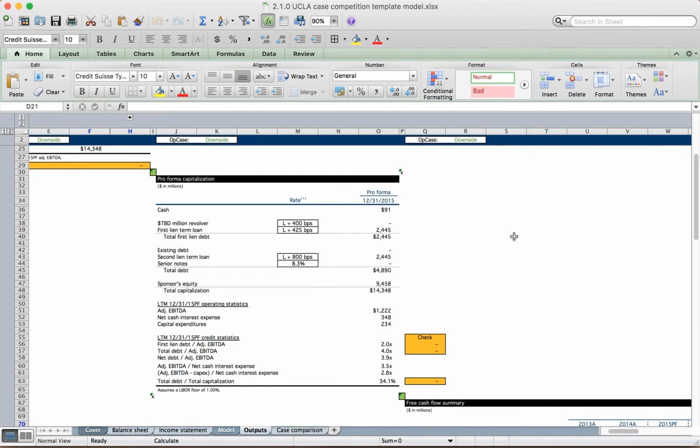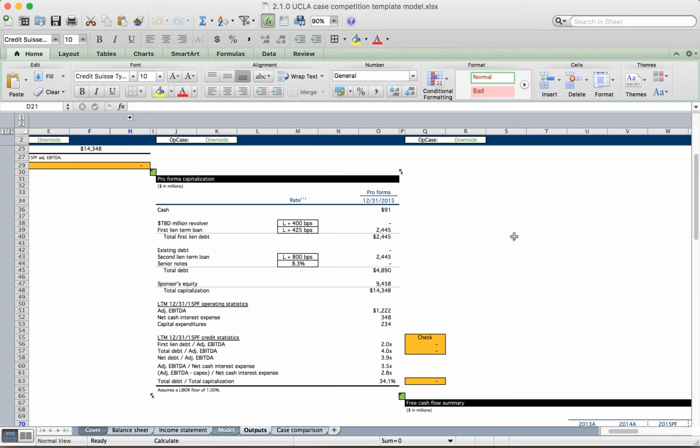Below that, you have our adjusted EBITDA and our net cash interest expense, and adjusted EBITDA minus capex and cash interest expense. So those are your interest coverage ratios, and you just want to make sure that your EBITDA does cover your interest expense to a healthy degree. And again, rather than estimating what a healthy degree is, you should go online and look up previous leveraged buyouts and see what their interest expense coverage ratios are like, what their leverage ratios are like, and make sure that your deal is in line with precedent transactions.